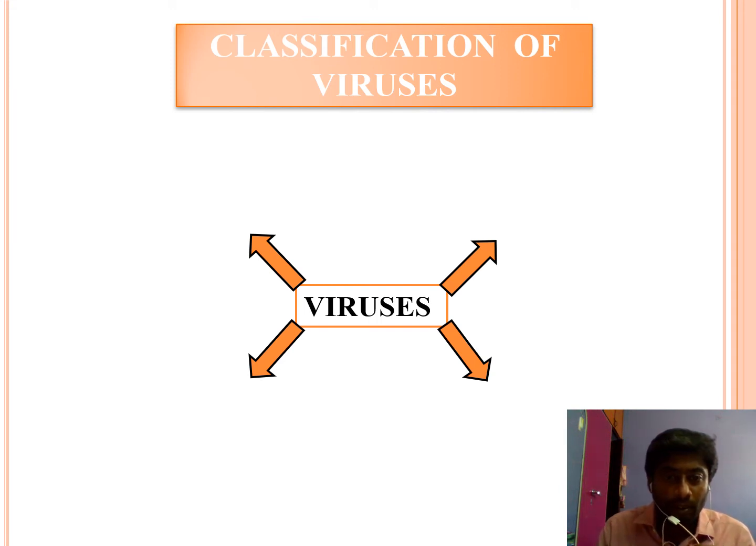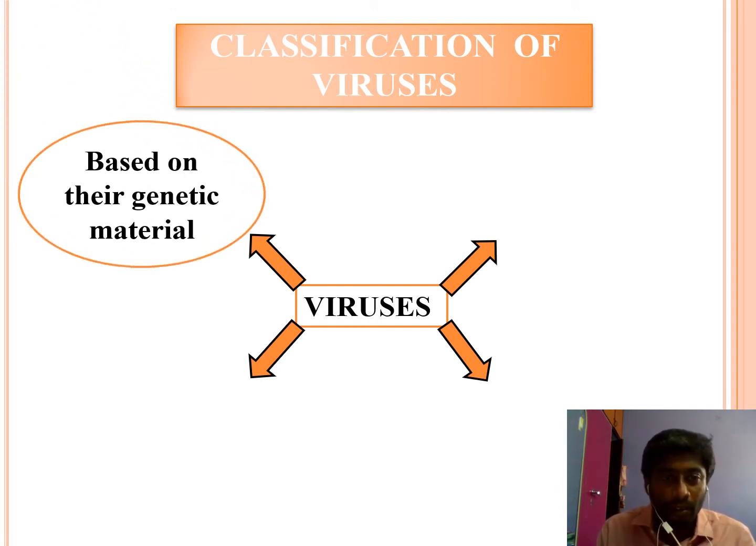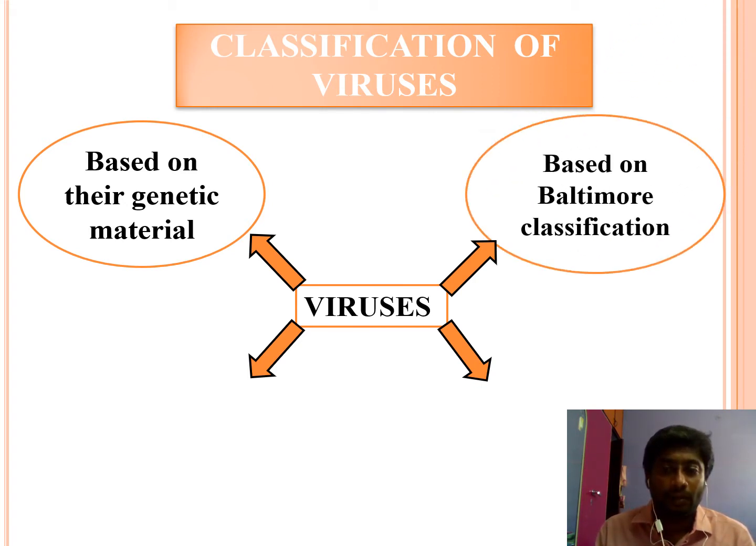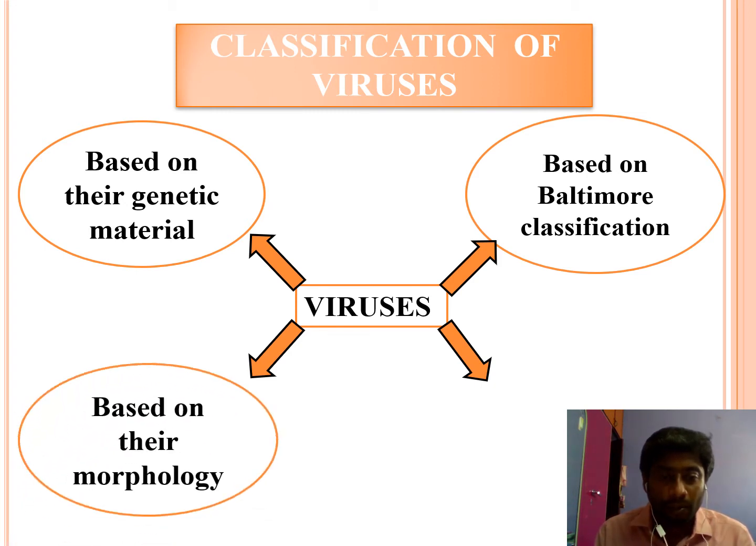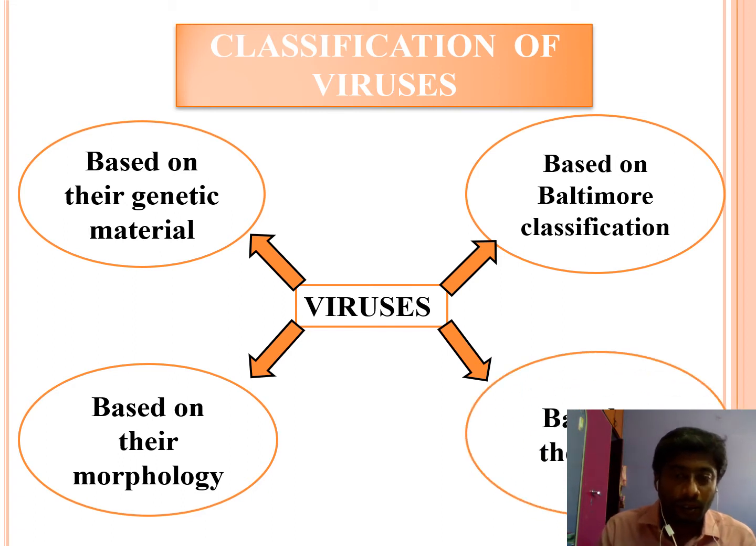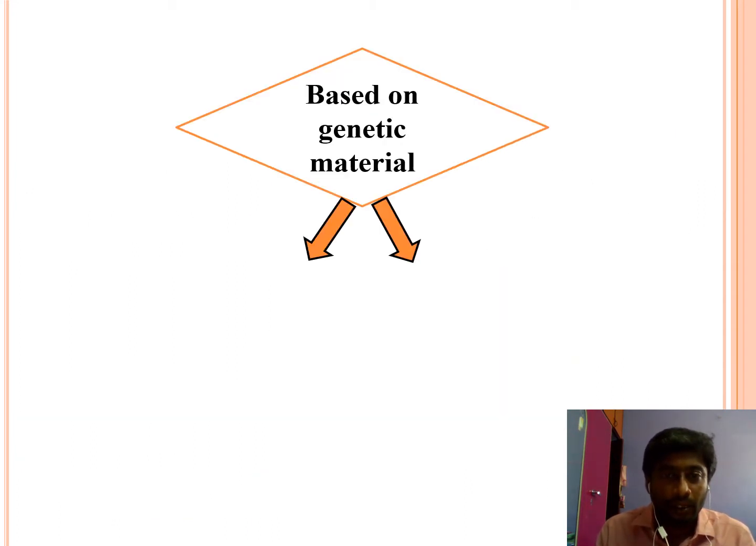So, classification of virus. Viruses can be classified based on the genetic material and based on the Baltimore classification of virus. The scientist David Baltimore classified the viruses into 7 groups. Based on the morphology you can classify the virus, and based on the multiplication and the hosts you can also classify the viruses. Based on genetic material, the virus is made up of only one of 2 genetic materials, either DNA or RNA. So you can call them the DNA group of viruses and the RNA group of viruses.